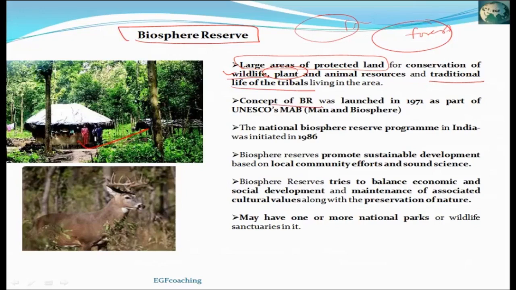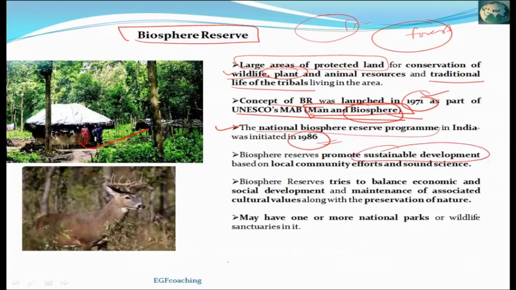The concept of Biosphere Reserve was launched in 1991 as part of the UNESCO's MAP. The UNESCO's Man and Biosphere program was launched in 1971, where they gave the concept of Biosphere Reserve that we should protect the entire biosphere. Biosphere includes everything along with animals and plants. It also includes humans too. India had started National Biosphere Reserve program in 1986.